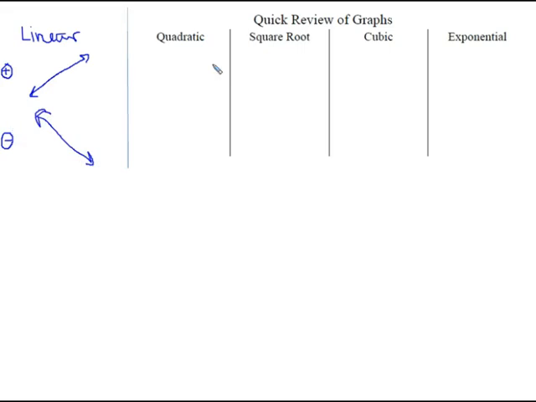Quadratic, hopefully we remember this from Algebra 2. A positive quadratic graph looks like a U shape. Okay, it's called a parabola. Whereas if it's a negative one, it's actually going upside down, like an umbrella. Square root, we have this starting point and it kind of gradually goes up and to the right, whereas the negative gradually goes down and to the right.